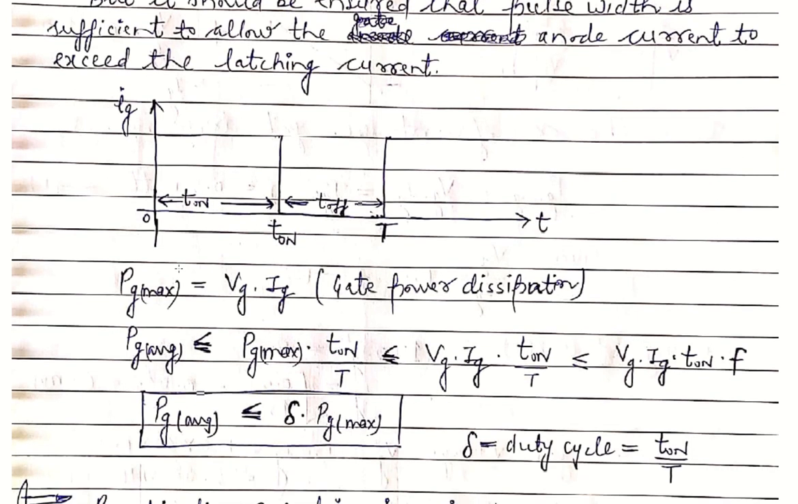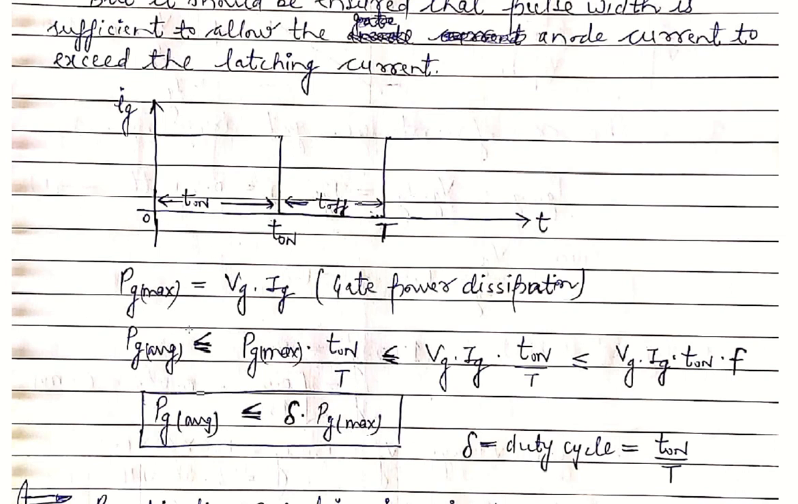So here we can calculate the PG maximum, which is VG into IG, because IG amount of current will pass and VG amount of voltage will be there across the gate terminal. So PG maximum can be calculated as VG into IG, which is the gate power dissipation. It is the same as in the case of continuous gate triggering.